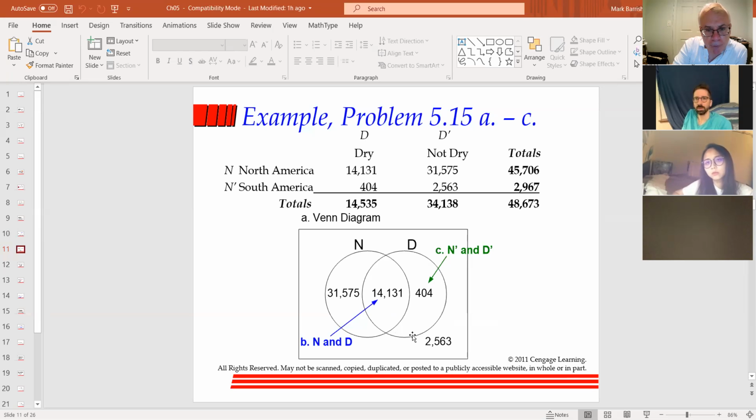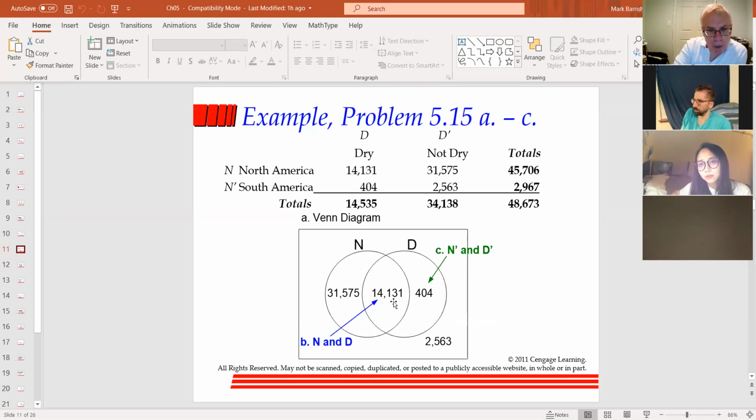What's the total for that? What's the total of dry wells? These are marginal totals, right? Inside this entire D here, what's the total? 14,535. That's right, it's this number. So inside N is this number. Inside D is this number.